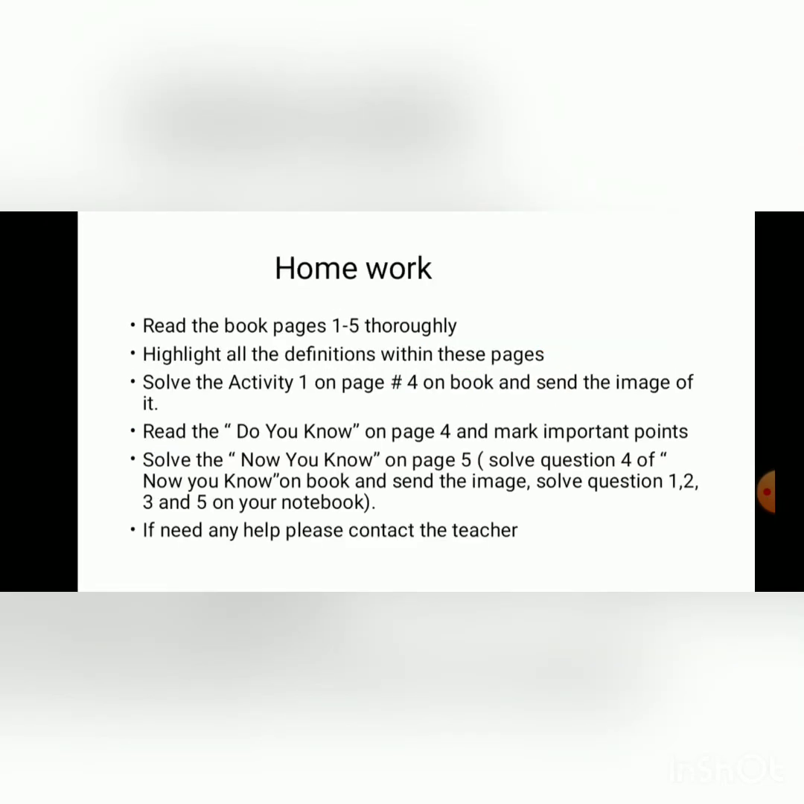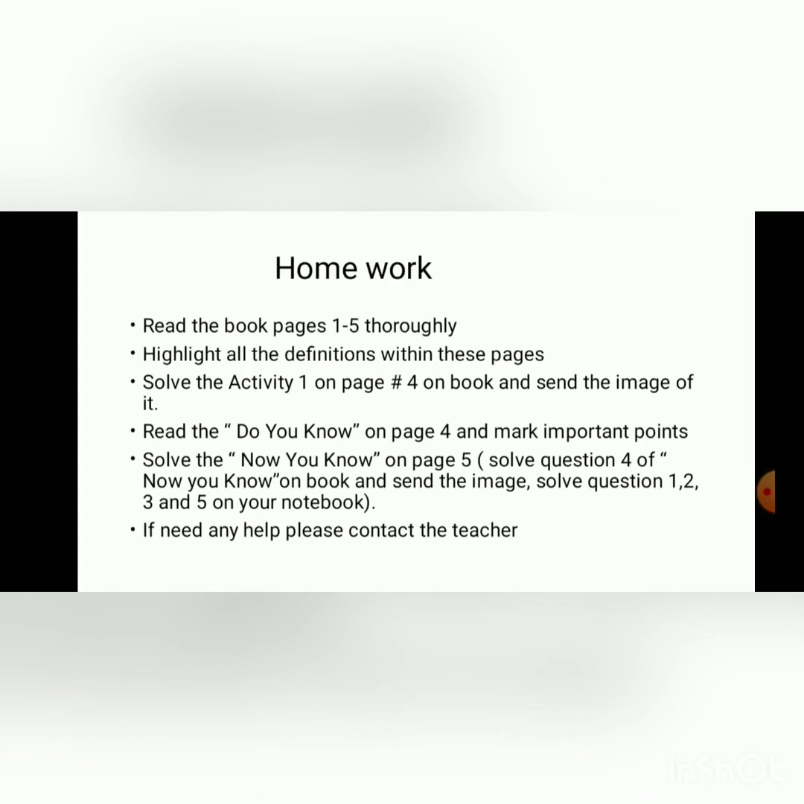Okay students, here is your homework regarding these lectures. You have to read the book pages 1, 2, 3, 4 and 5 thoroughly and highlight all the definitions within these pages. Solve the activity 1 on page 4 on book and send the solved image. Read the do you know on page 4 and mark important points. Solve the now you know on page 5 and solve question 4 of now you know.